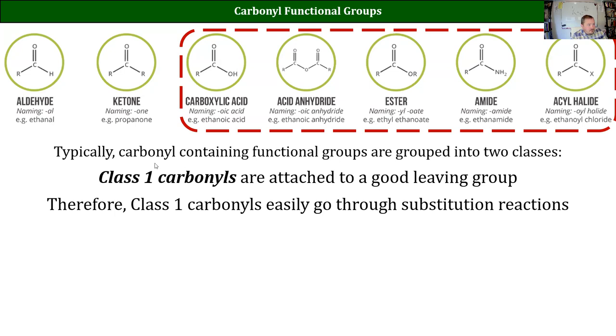So generally speaking, carbonyl functional groups are grouped into two classes, and it's based mostly on the oxidation state of the carbonyl carbon. So if your carbonyl carbon has two carbon-oxygen bonds, or two electronegative bonds, it's a class two carbonyl. Class one carbonyls are attached to a good leaving group. So our class one carbonyls are the ones that are boxed in red here. If you look at these, each of them has a pretty good leaving group attached to the carbonyl carbon.